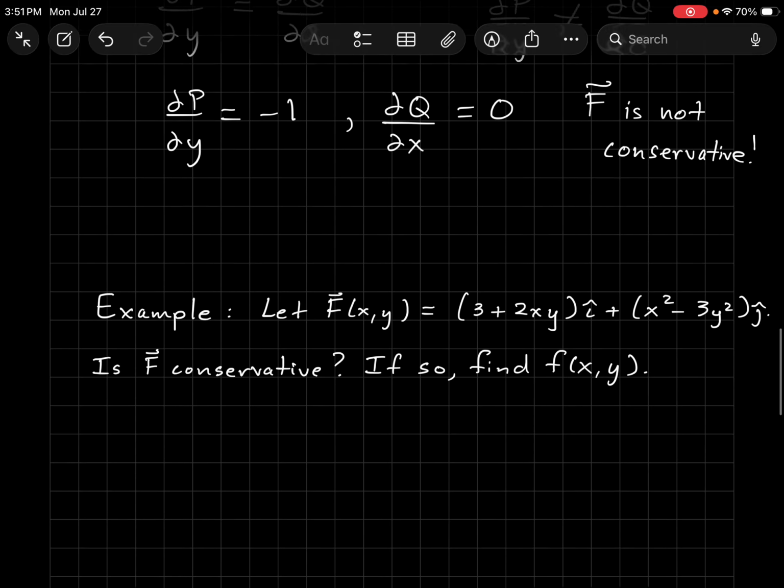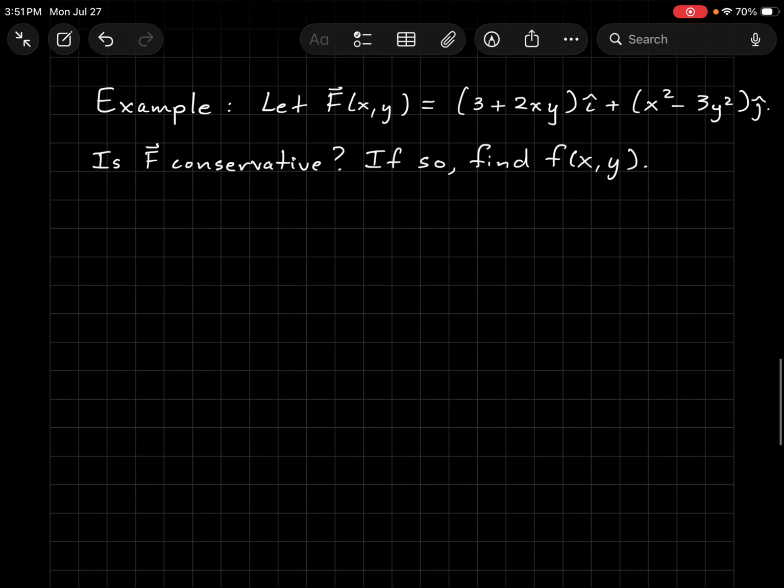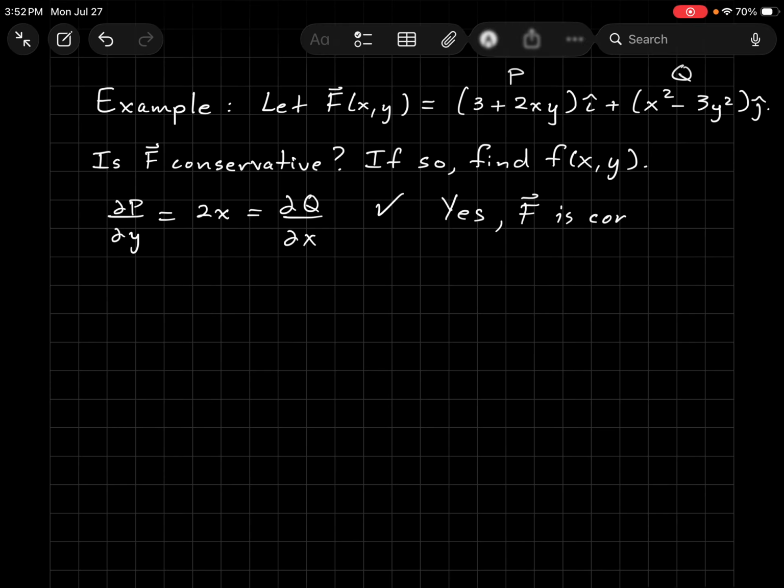How about another example? Consider the vector field F equals (3 plus 2xy)i plus (x squared minus 3y squared)j. Is F conservative? If so, find the original function from which it came. So let's see. Once again, I'll put P and Q. So the partial of P with respect to y is 2x. The partial of Q with respect to x is also 2x, so yes, our vector field is conservative.